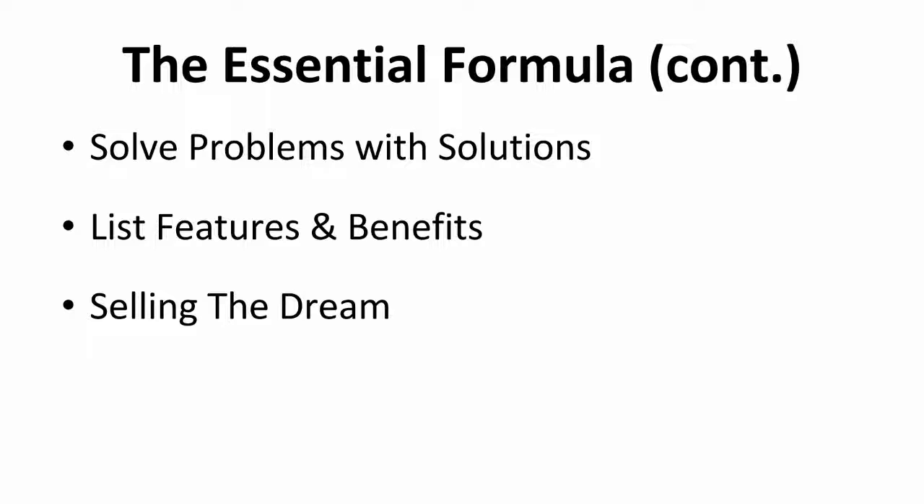The next component is all about highlighting features and benefits. Features are what your product can do. Benefits are what said features can do for your customer. You need to highlight both of these equally in your sales letter.